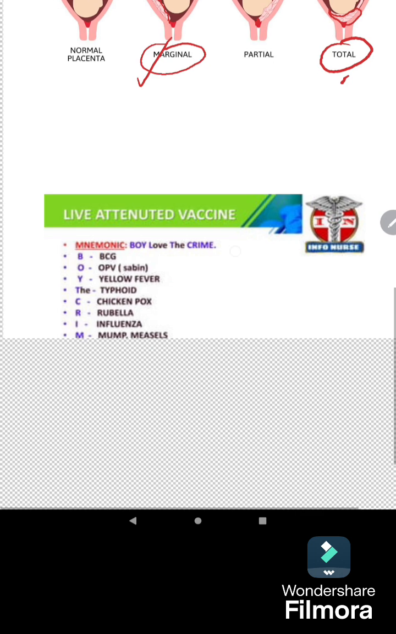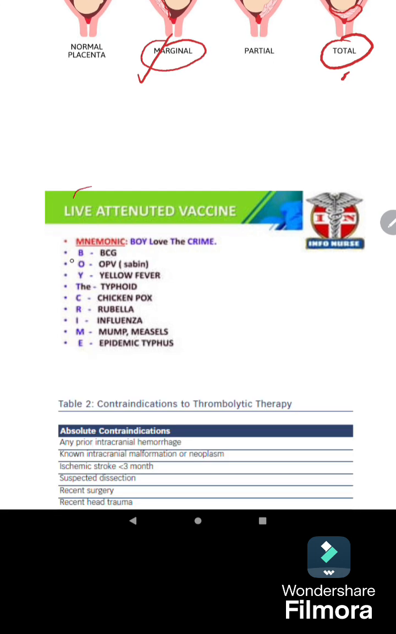The mnemonic is BOY LOVE THE CRIME. B for BCG, O for OPV, Y for yellow fever, T for typhoid, C for chickenpox, which is otherwise varicella zoster. Then R for rubella, I for influenza, M for mumps and measles, and E for epidemic typhus. So remember the mnemonic BOY LOVE THE CRIME: BCG, OPV, yellow fever, typhoid, chickenpox, rubella, influenza, mumps, measles, epidemic typhus. That is important.